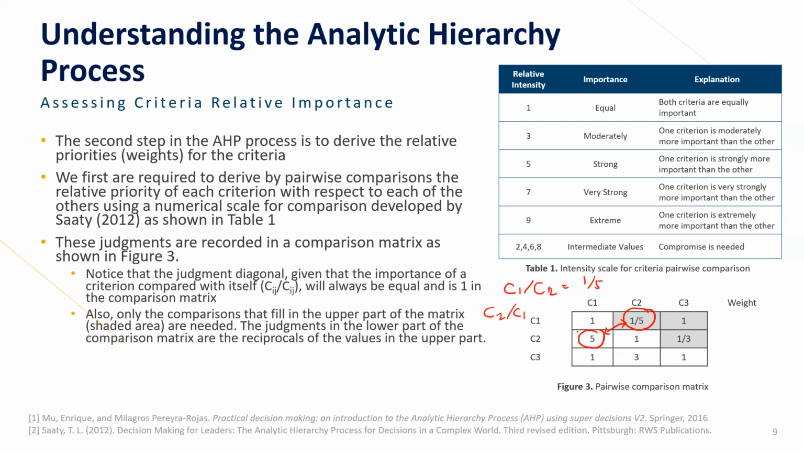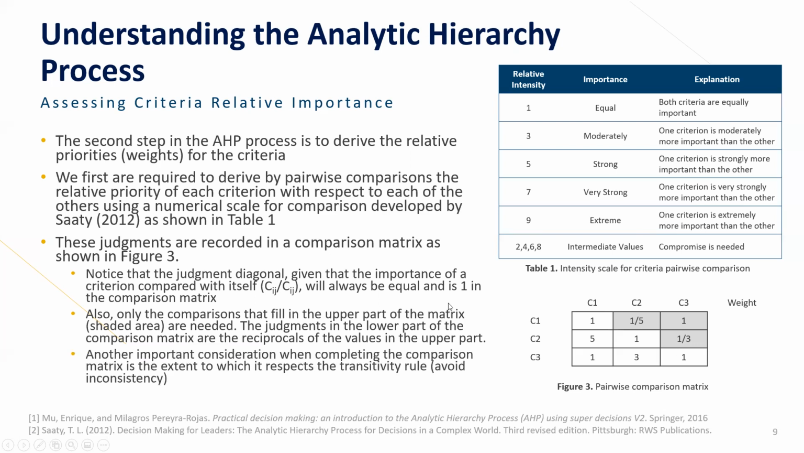That's why we only fill this part and this part. Let's say C1 and C3, so it's equal, 1, right? When you fill this part, you also fill the opposite part. And then the last one, 1 out of 3: you fill this part, you also fill the opposite part. That is how you give the relative intensity in the pairwise comparison of each criteria.